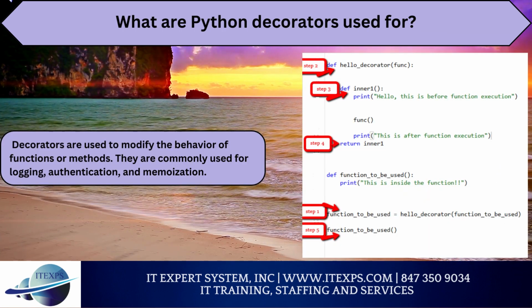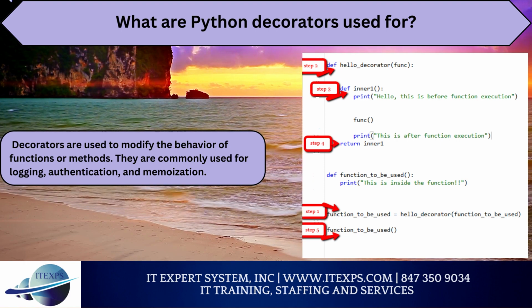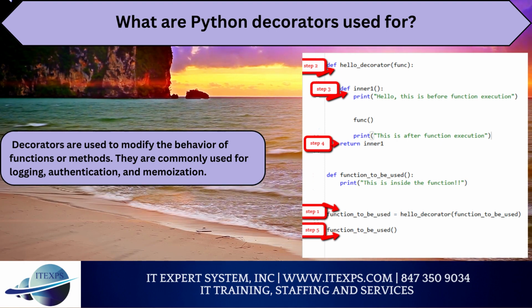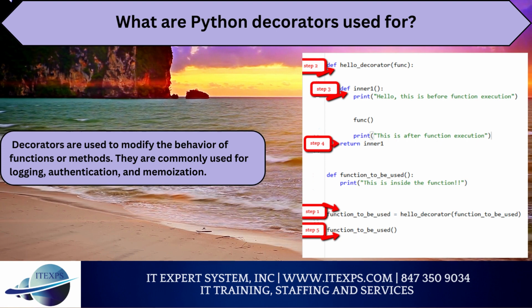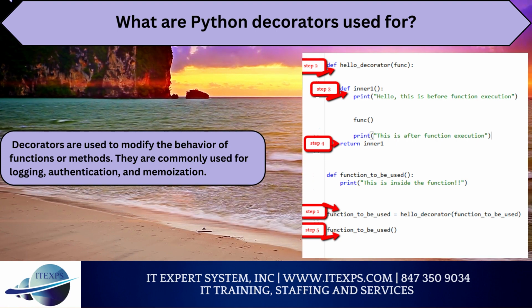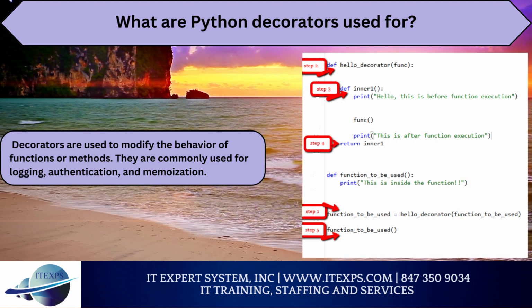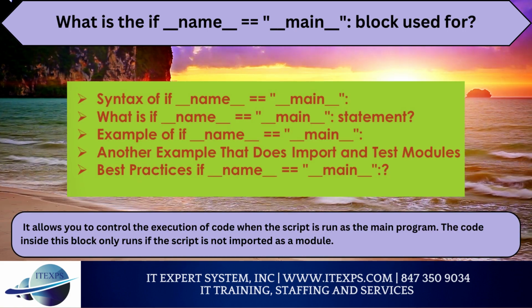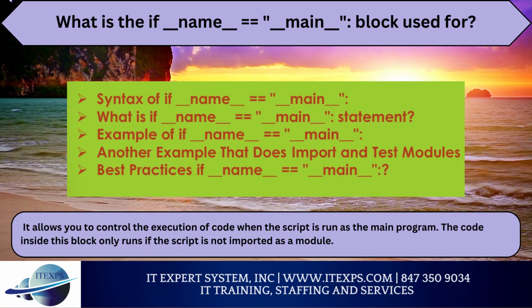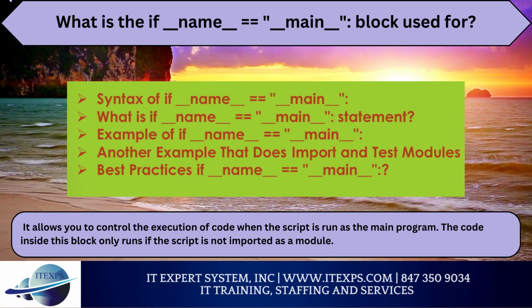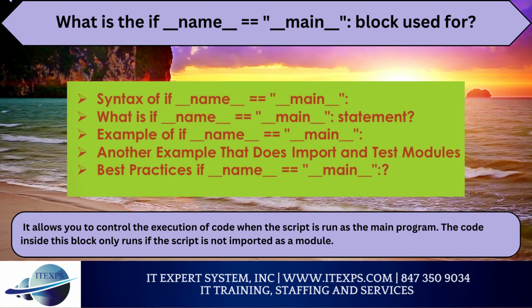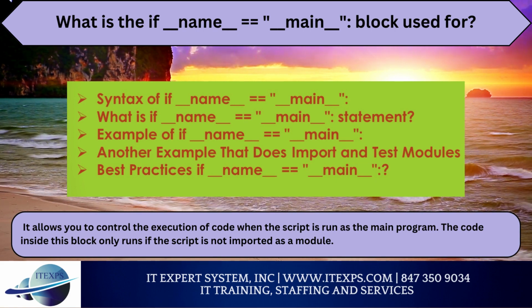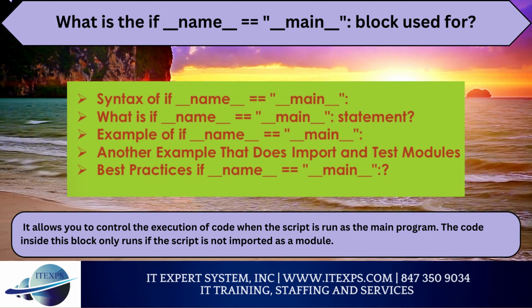What are Python decorators used for? Decorators are used to modify the behavior of functions or methods. They are commonly used for logging, authentication, and memoization. What is the if __name__ == '__main__' block used for? It allows you to control the execution of code when the script is run as the main program. The code inside this block only runs if the script is not imported as a module.